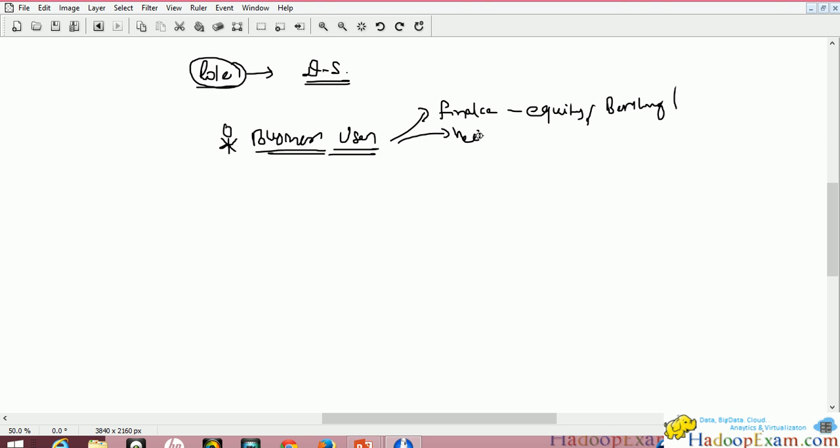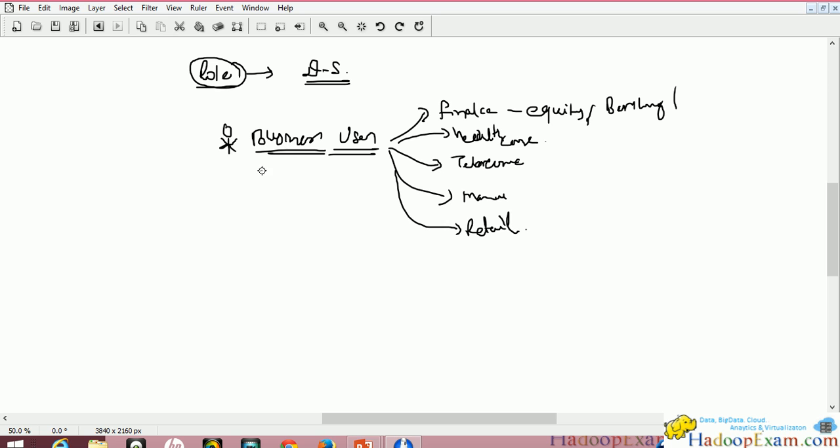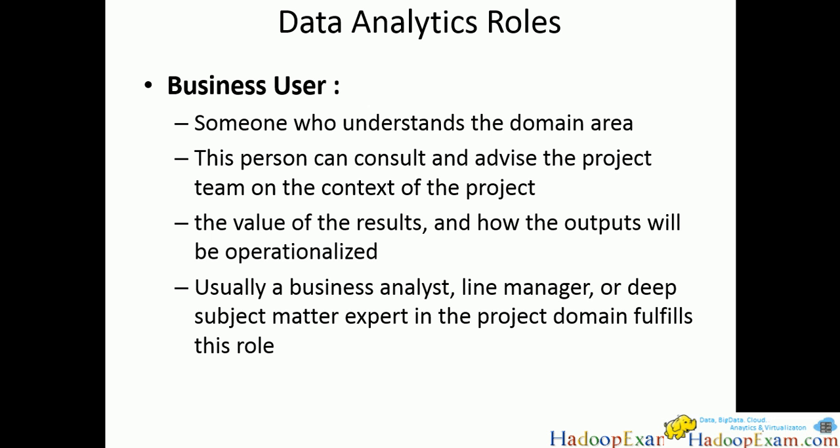If you are in healthcare, then you must understand the healthcare system. If you are in telecom, you must understand telecom data. Similarly manufacturing and retail. All industries are nowadays continuously producing big data. The person can consult and advise the project team in the context of the project. This person has all the knowledge. It is not necessary that this person has technical knowledge; they should have business domain knowledge, what each data means exactly. Usually a business analyst, line manager, or deep subject matter expert in the project domain fulfills this role.